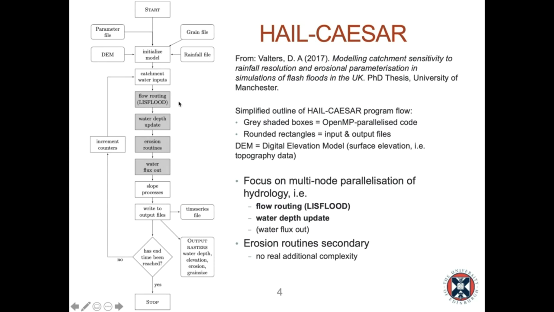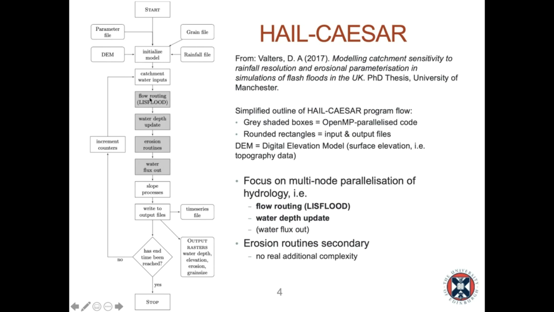hydrological algorithm within the code. So the code takes in a so-called DEM, or digital elevation model file, which is topographic data, essentially the surface elevation, and uses that combined with model specific parameters and rainfall information and sedimentation grain information to initialize the model.